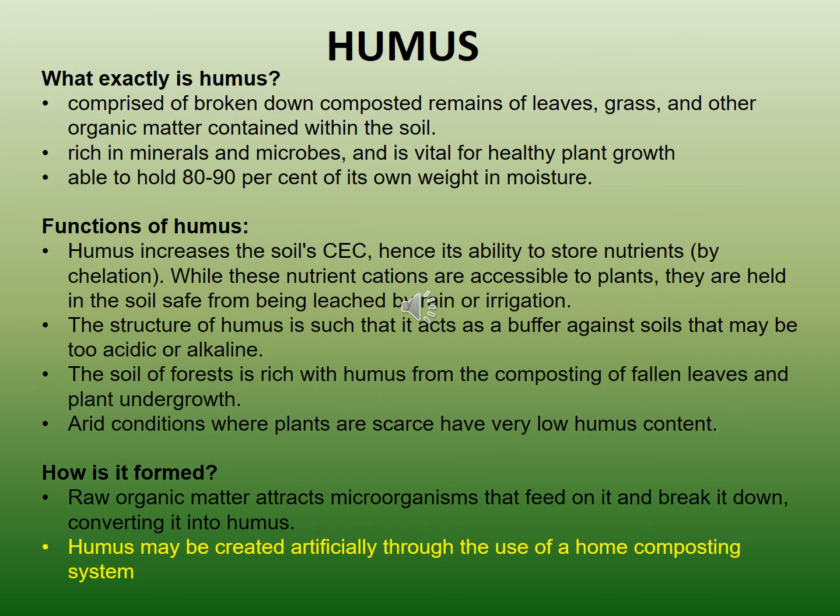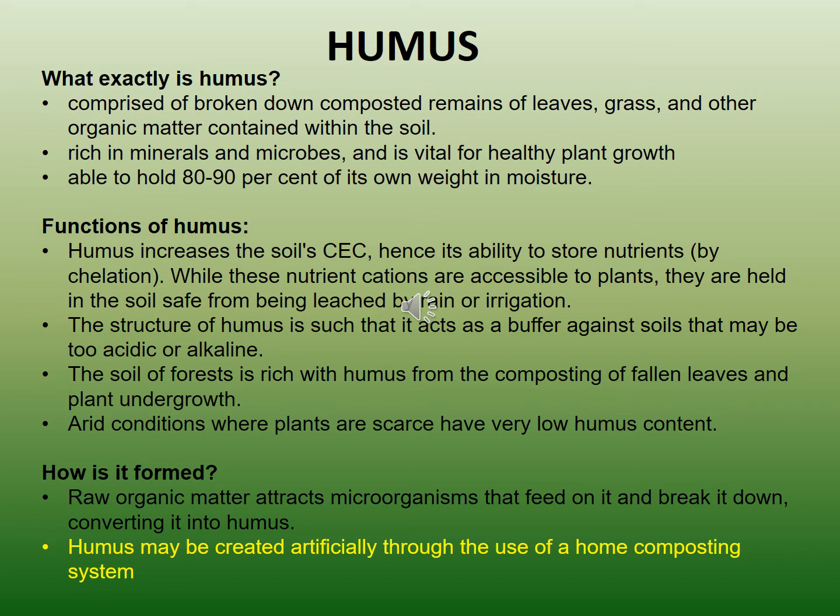Keep talking about humus. What is it? It's not hummus. That's a little bit different. That's something us humans would eat. But what is it? It's broken down composted remains of leaves, grass, and other organic matter. It's rich in minerals, and microbes are vital for the healthy growth of plants. So you need the microbes to create the humus, which is rich in minerals.